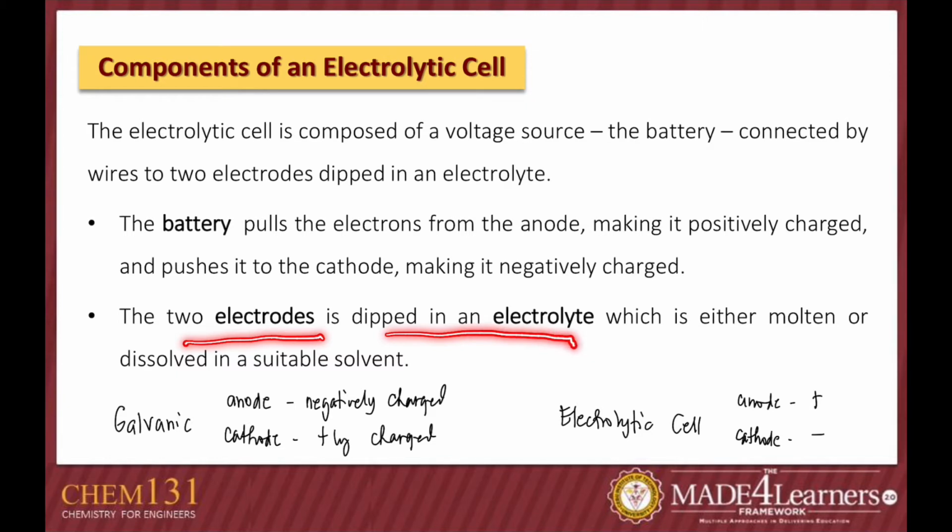So the two electrodes are dipped in an electrolyte. So unlike in the voltaic cell wherein they are dipped into two different electrolytes, in an electrolytic cell, the two electrodes are dipped in the same electrolyte, and this electrolyte is either molten or dissolved in a suitable solvent wherein most of the time the solvent is water. So it's either molten or dissolved in a suitable solvent. And take note that this is an electrolyte.